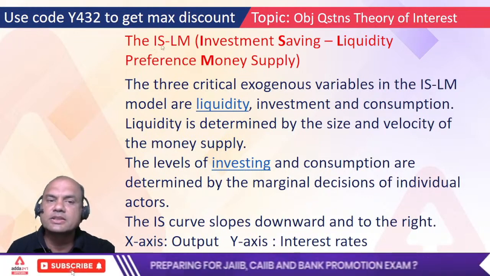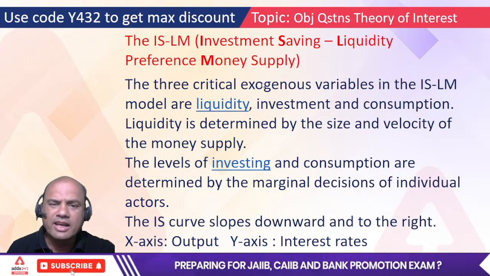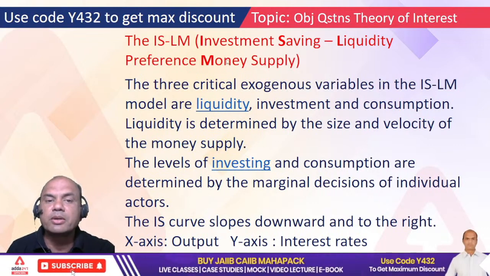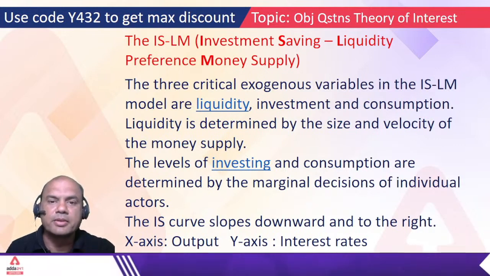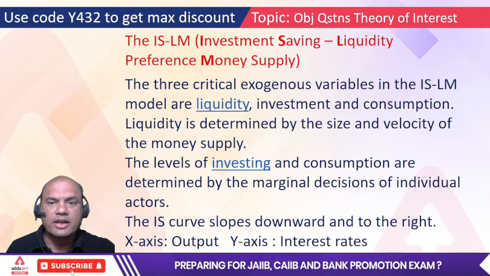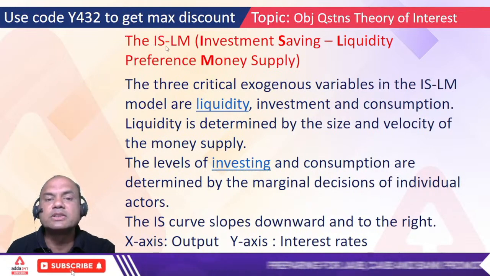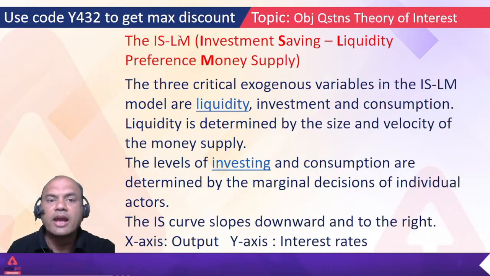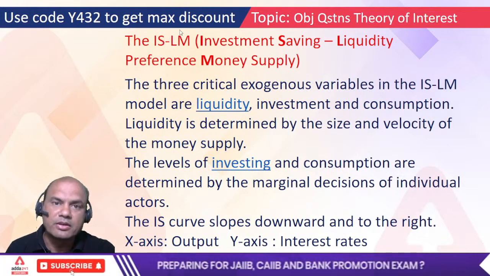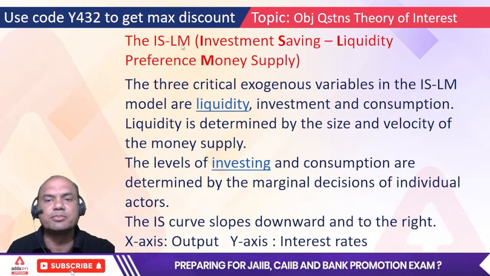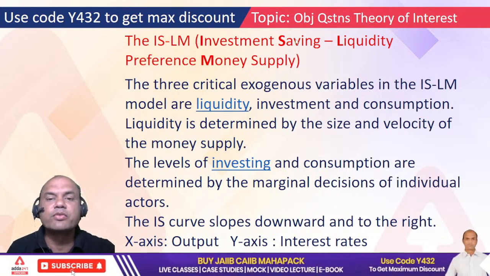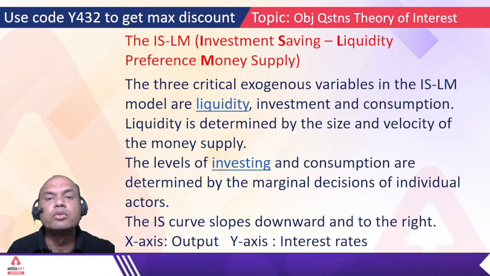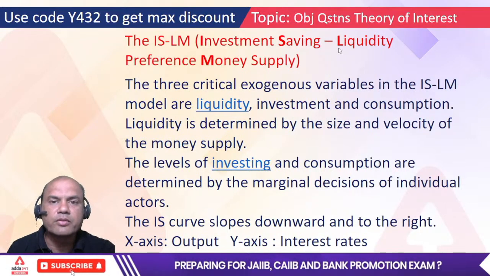There are two parts in this curve. Always remember, understanding is very important in CAIIB. In ISLM, investment saving comes from the investors, you and me, who deposit the money in the bank, and LM comes from the businessman who uses the money. It's that simple. IS comes from the depositors who deposit the money, and LM comes from the businessmen who use the money. Now we have understood the logic.